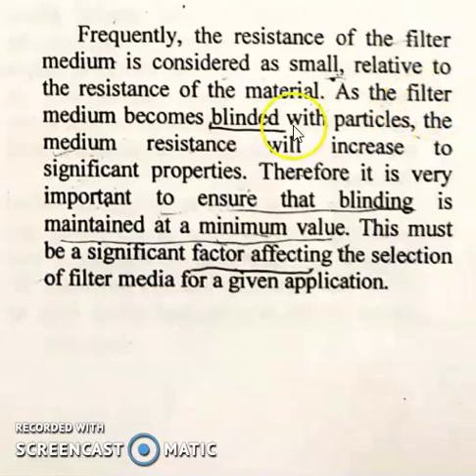During filtration, as the filter medium becomes blinded with particles, the medium resistance will increase significantly. And to reduce resistance, either deposition of cake should be minimized, or clogging tendency should be less, or filter medium should be easily cleaned. Therefore, it is very important to ensure that blinding is maintained at a minimum value. This must be a significant factor affecting the selection of filter media for a given application.